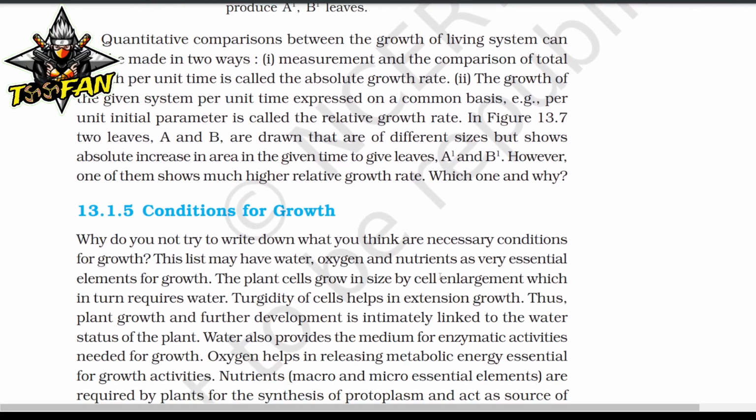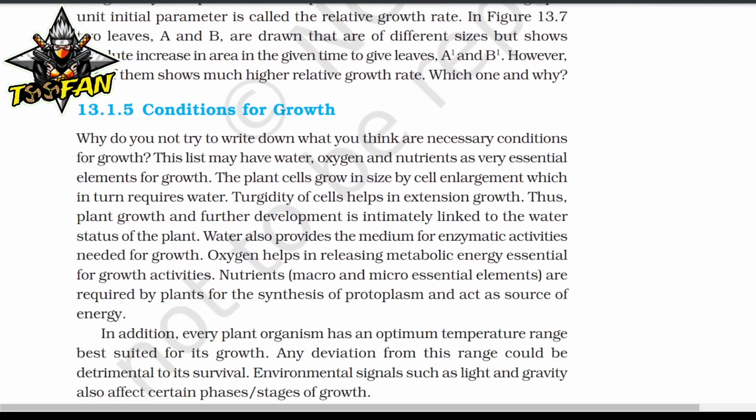Now, conditions for growth. Why do you not try to write down what you think are the necessary conditions for growth? This list may have water, oxygen and nutrients as well as essential elements for growth. The plant cell grows in size by cell enlargement, which in turn requires water. Turgidity of cells helps in extension growth. Thus, plant growth and further development is intimately linked to the water status of the plant. Water also provides a medium for enzymatic activities needed for the growth.